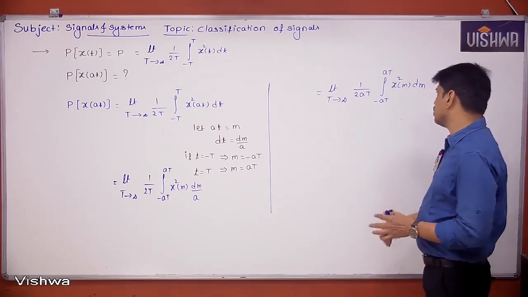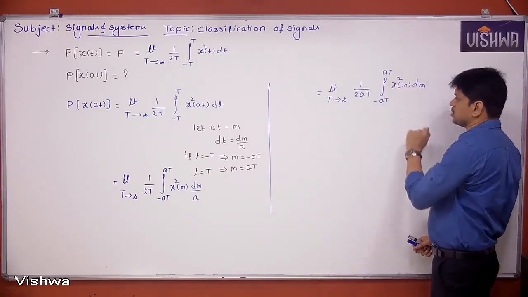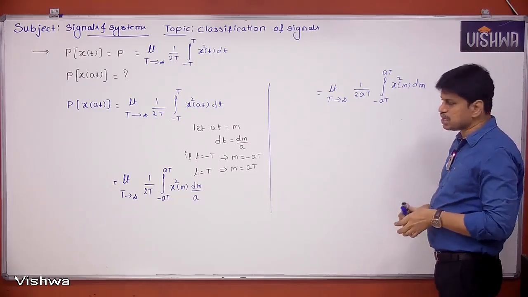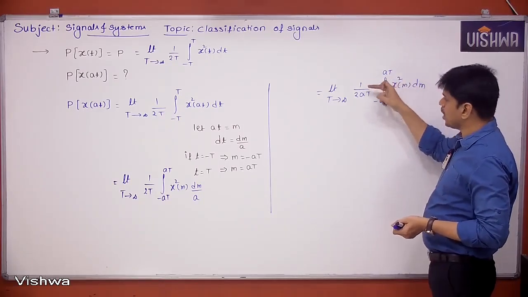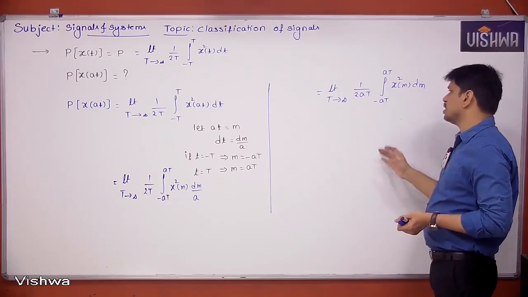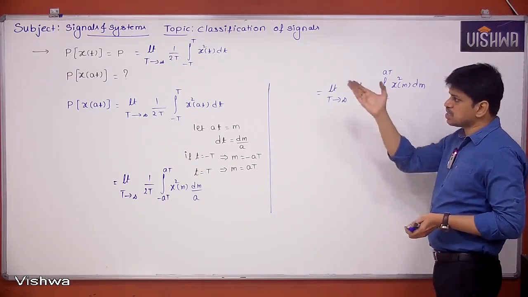How, sir? You can understand. We are doing the integration from minus at to plus at. That means how much duration we are considering, which is nothing but 2at duration, and we are dividing with 2at. So finally this is going to be average power as t tends to infinity. So directly that is nothing but the p only.